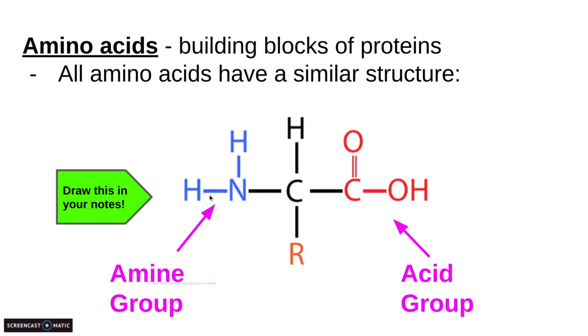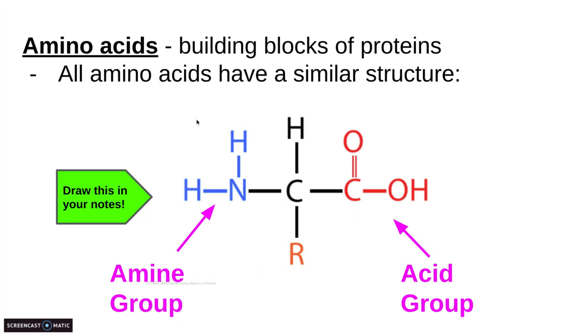Okay, so why the heck is it called an amino acid? Because the N and the 2 H's, this is called the amine group. Scientists like to name groups of letters in molecules. So if it has an N and 2 H's, that's an amine group. And then there's an acid group. The acid group is the C with the O and the OH.